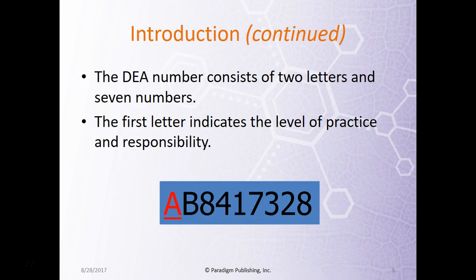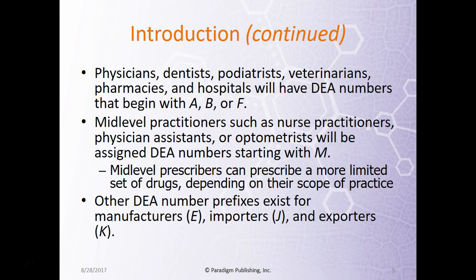The first letter will indicate the level of practice and the responsibility of the prescriber. So in this illustration, we're seeing A. Physicians, dentists, podiatrists, veterinarians, pharmacies, and hospitals will have DEA numbers that begin with an A, a B, or an F. A mid-level practitioner, such as a nurse practitioner, a physician assistant, or an optometrist, will be assigned a DEA number starting with the letter M. And I always think of that as M for mid-level.